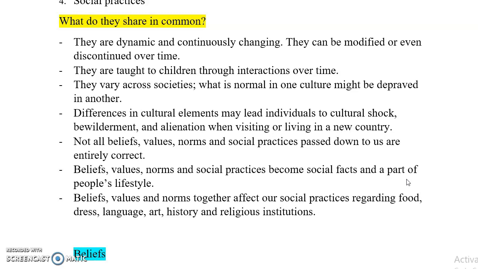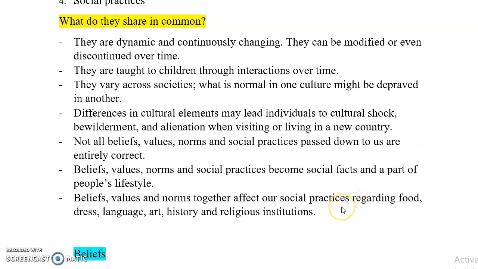So, for example, here in Jordan, the basic meal or the standard meal is lunch. So we see that if anyone wants to invite somebody to a meal, he will invite him to lunch. And this is a part of our lifestyle, and this is a part of our social practices. Whereas in some European countries, if someone wants to invite somebody to a meal, he will invite him to dinner, but not lunch. So this is a part of the Europeans' lifestyle.